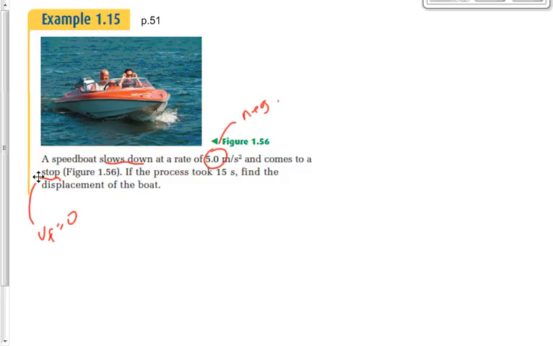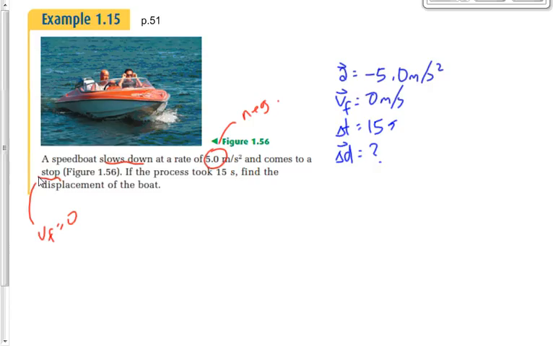All right. Let's write down those givens here. We know that a is negative 5.0 meters per second squared. We know that it comes to a stop. These are the two things that you guys just noticed for me. vf is 0 meters per second. We got a time here of 15 seconds. I think that's it, isn't it? What are we looking for here? The displacement. All right. So we're looking for delta d.